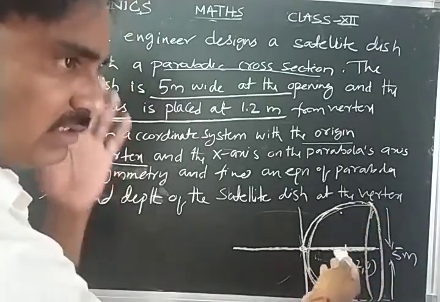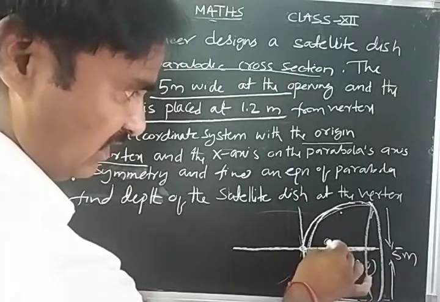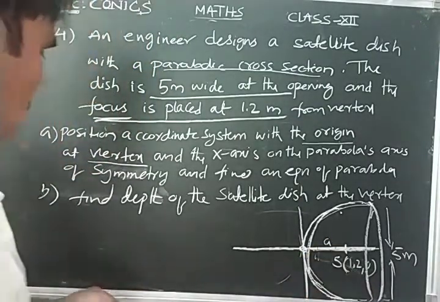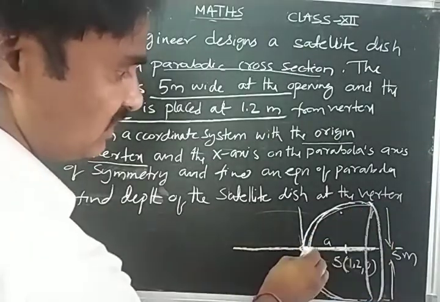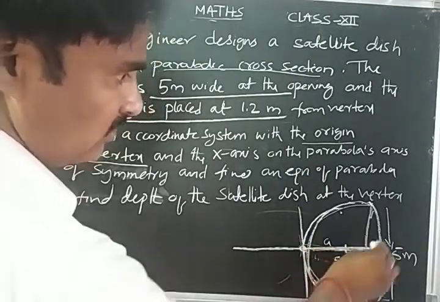What is the standard equation? y square equals 4ax. And this is the focus. The focus distance gives small a. Small a is 1.2. And find the depth of the satellite at the vertex. That means we are going to find this length from here to here.